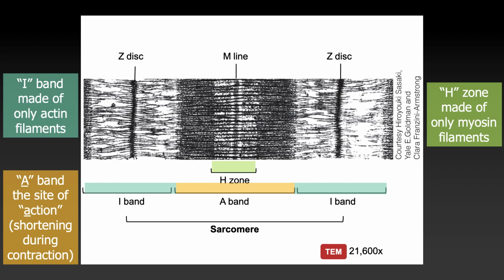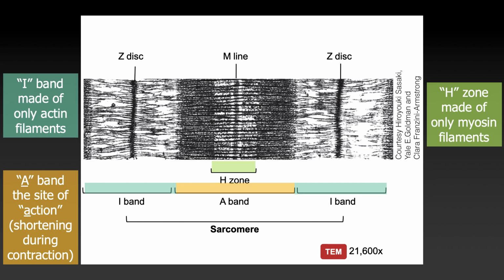So the I band and the H band differentiate them by the size of the letter that describes them. And meanwhile, the zone that I glossed over, the A band in the middle, is the zone where the action happens, where contraction occurs, where the filaments will slide and move in relation to each other. This is the band that will change in size and in shape during contraction.